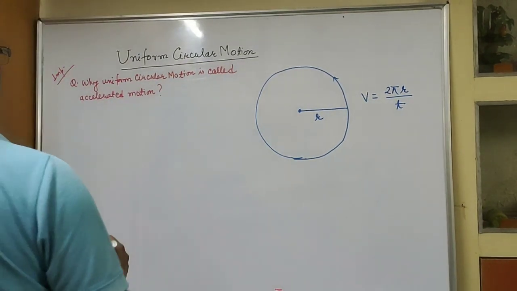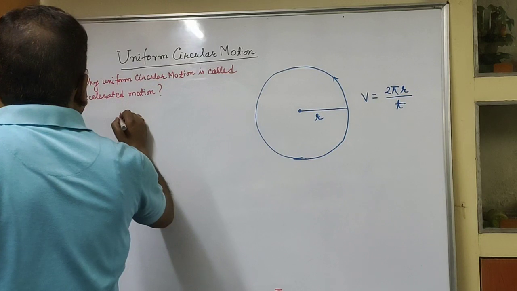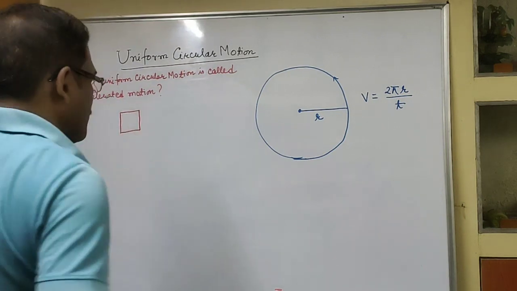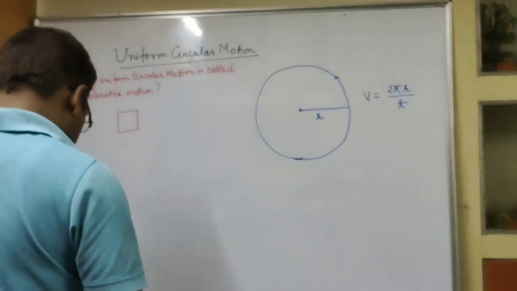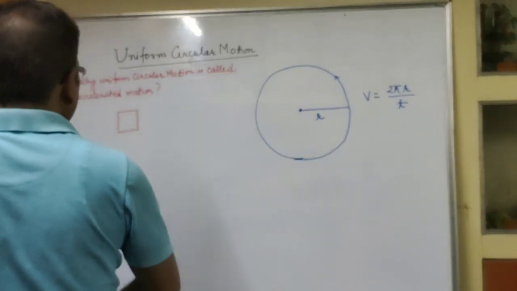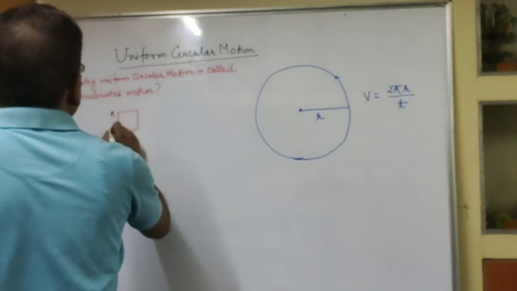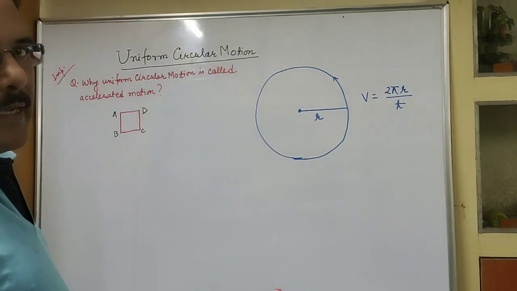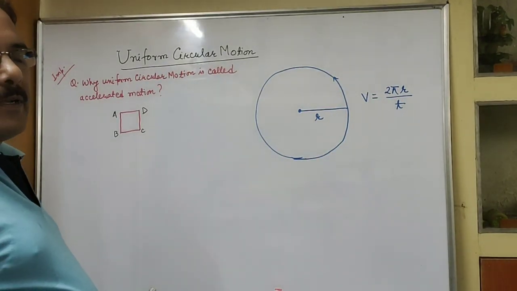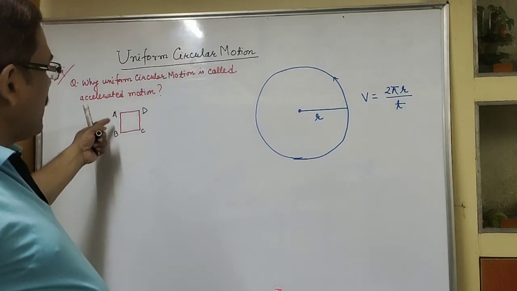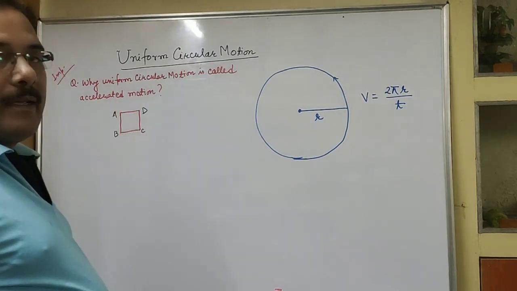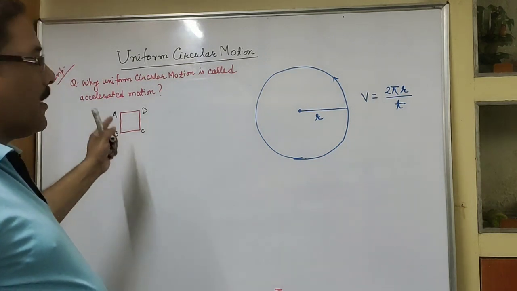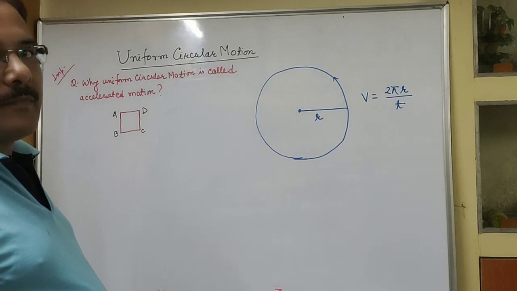Suppose an object is moving in a square path. ABCD is a square. So its speed is constant. Suppose it is moving with a speed of 10 meter per second. But at each corner, at points A, B, C and D, it changes its direction to continue its motion around the square path. Isn't it?